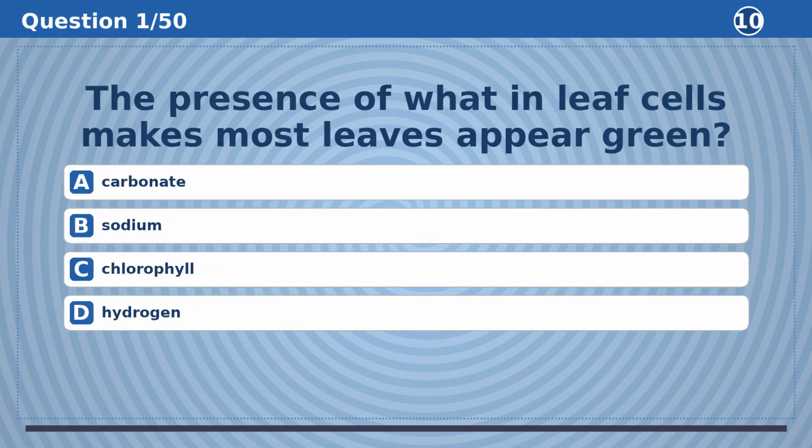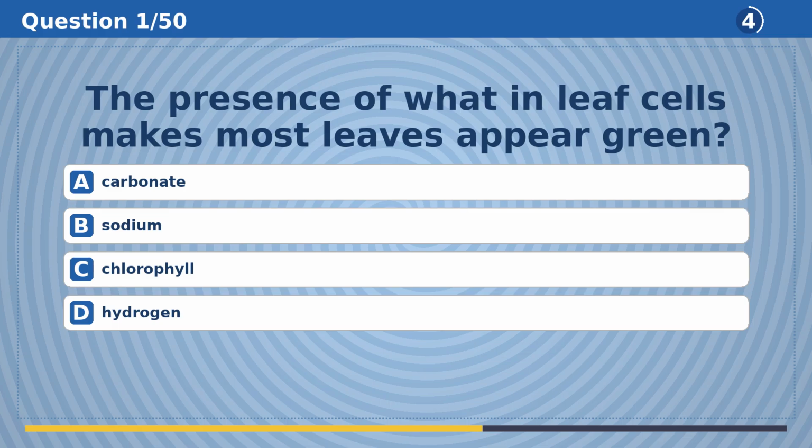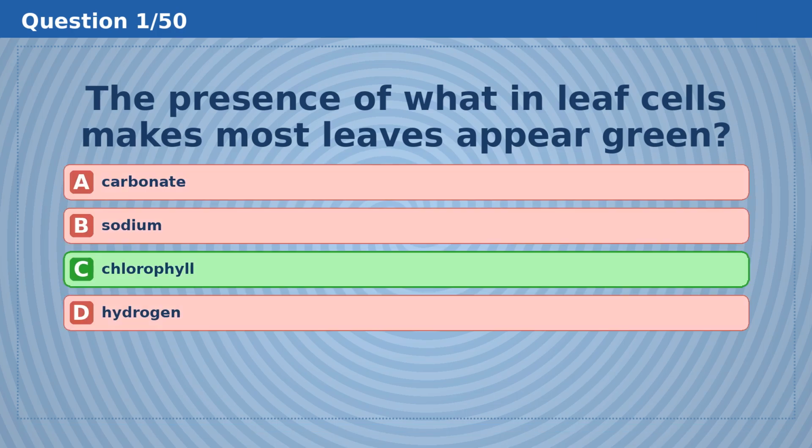3, 2, 1. The presence of what in leaf cells makes most leaves appear green? The answer is C, chlorophyll.